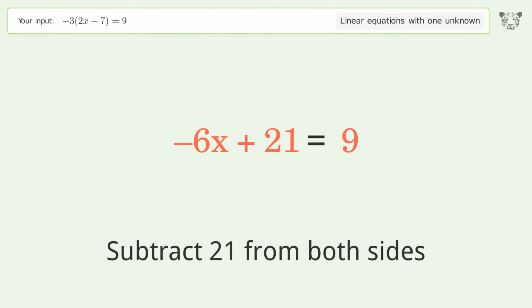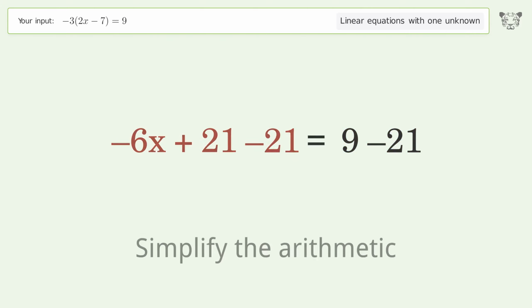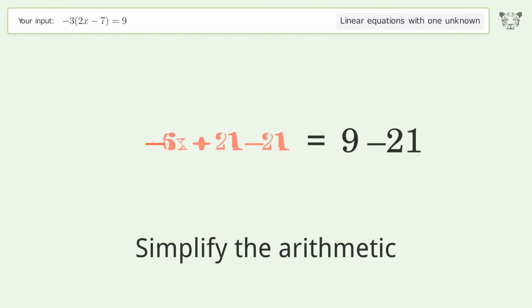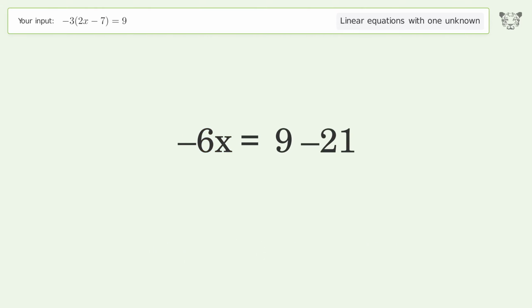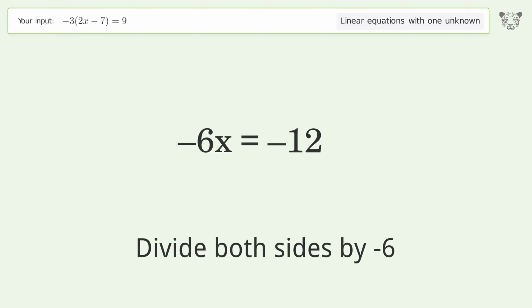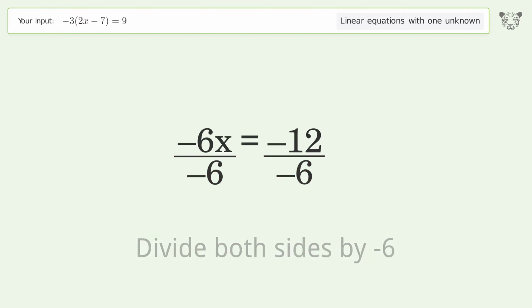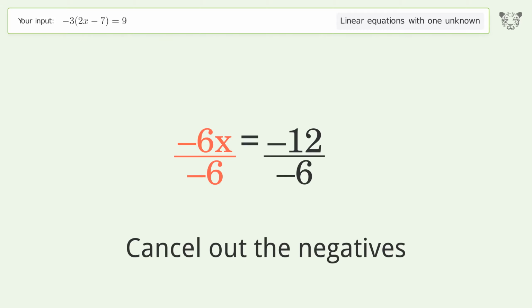Subtract 21 from both sides. Simplify the arithmetic. Isolate the x. Divide both sides by -6. Cancel out the negatives.